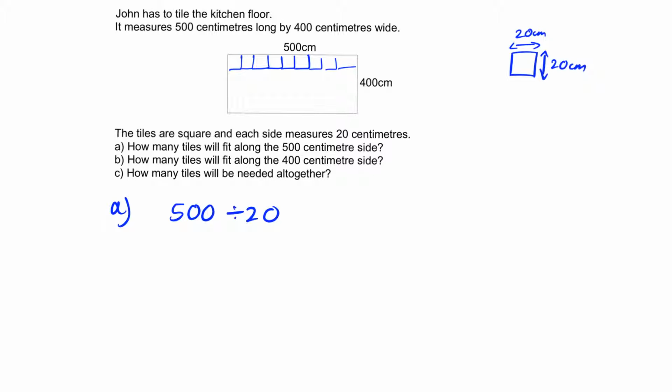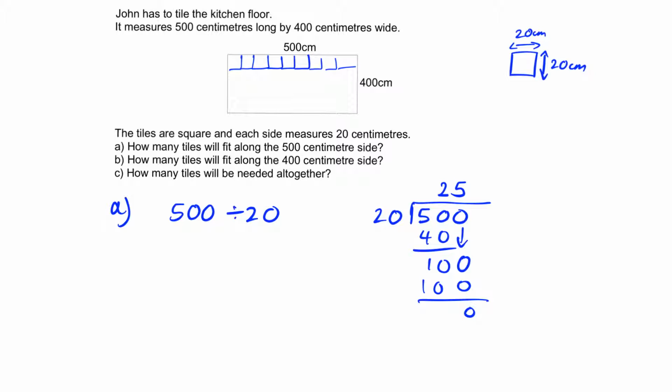I can easily do that using the column method, the bus stop method. 500 goes inside the bus stop because it is the dividend, the divisor is 20. How many 20s are there in 5? None. How many 20s are there in 50? Clearly in 50 there are 2 20s. 2 times 20 is 40. The remainder is 10. Bring the 0 down. How many 20s are there in 100? Clearly there are exactly 5 20s, because 5 times 20 is 100 and the remainder is 0.